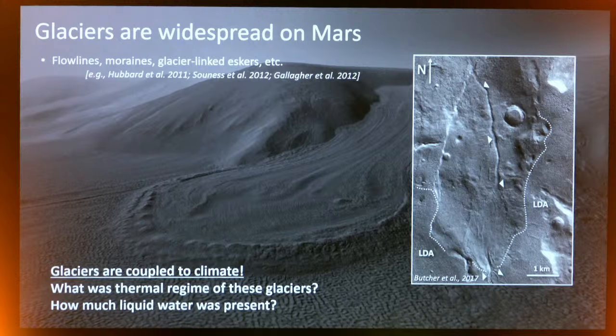And we know that glaciers are coupled to climate, and so my major driving questions here are: what was the past thermal regime of these glaciers as they were forming and flowing? How much liquid water could have been present? That'll kind of guide our work going forward.